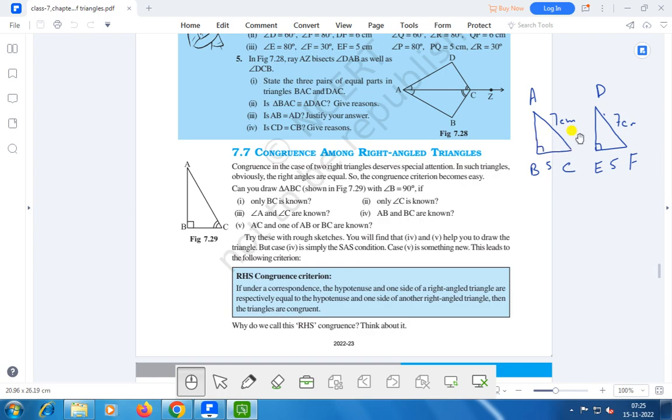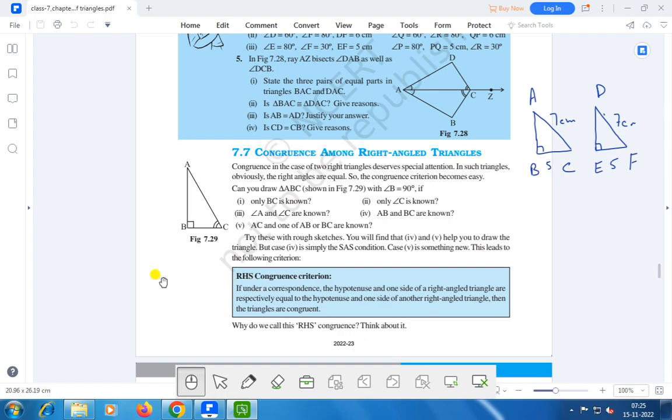Right angle means 90 degrees, and the side opposite to the 90 degree angle is the hypotenuse. This is 7 centimeters, this is 7 centimeters. Right angle 90 degrees, hypotenuse 7 centimeters, and one side BC or AB. It may be AB or BC, right? BC is equal to EF, or if AB is equal to DF, then also you can say that these two triangles are congruent to one another according to the right angle hypotenuse side congruence rule, right?